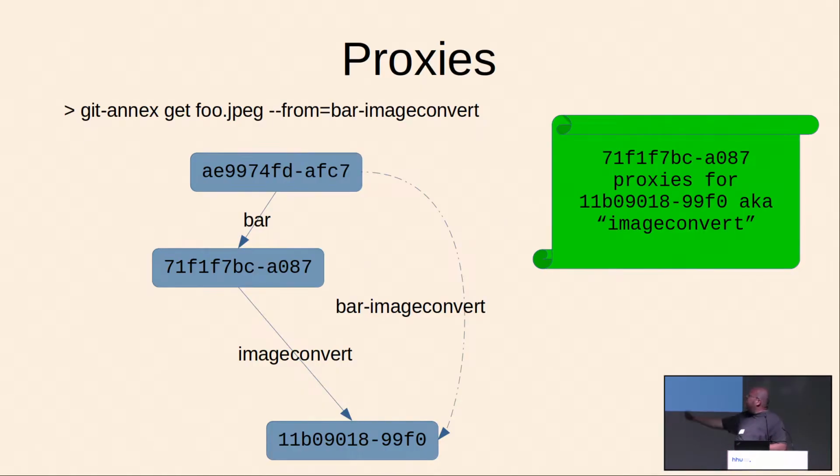And what that does is it creates, basically it magics up out of thin air, this bar image convert remote, which you can almost think of, if you think about UUCP way back in the day, bang paths, or Usenet way back in the day. You've kind of got a bang path here, bar image convert. It's saying, go here, then go here. And how this works is, if you say, get me a file from bar image convert, it goes, it talks to bar, it says, hey, could you get me the file from image convert, and then it just relays it back out through the proxy. Does that make sense? Yeah, it seems pretty simple.